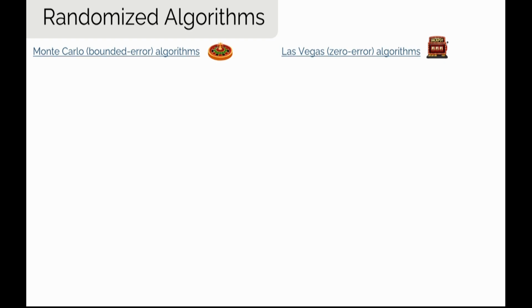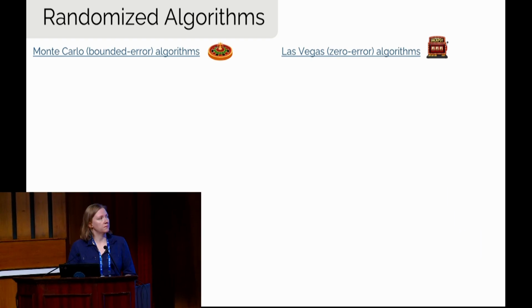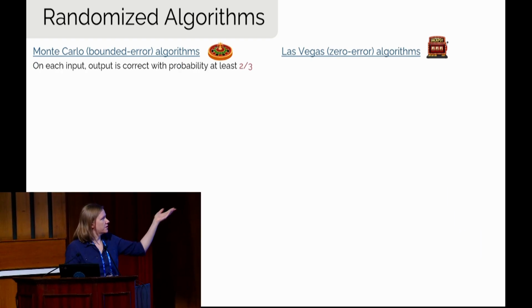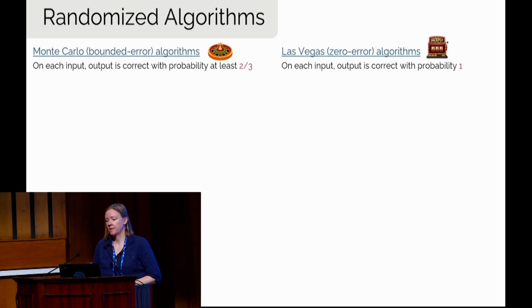These are classical algorithms that are allowed to make random choices. There are two different kinds of randomized algorithms that we can consider: Monte Carlo algorithms and Las Vegas algorithms. In a Monte Carlo algorithm, we say it solves the target problem if on every input, the output is correct with probability at least 2/3. Whereas in a Las Vegas algorithm, we require that on each input, the output is correct with probability 1, which is obviously a much stricter requirement.